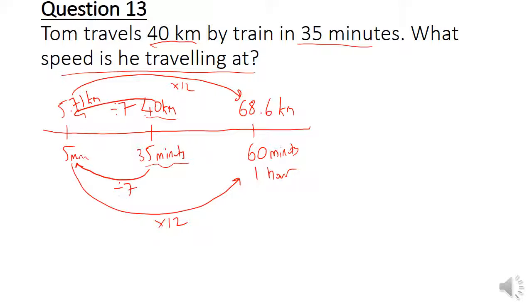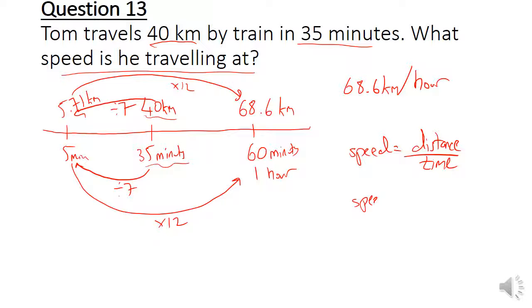So the speed would be 68.6 kilometres per hour. So for every hour, that's how far you travel. Using the speed formula, we should get the same answer. Speed equals distance over time. So our speed is the unknown, so I'm going to write speed, it's unknown, equals distance. So it travels 40 kilometres. So I'm going to put distance is 40 kilometres over the time.